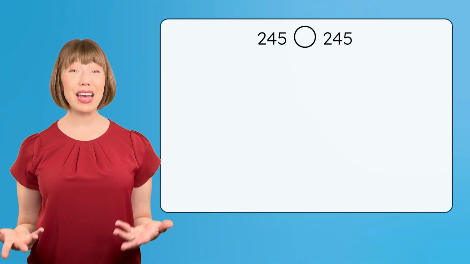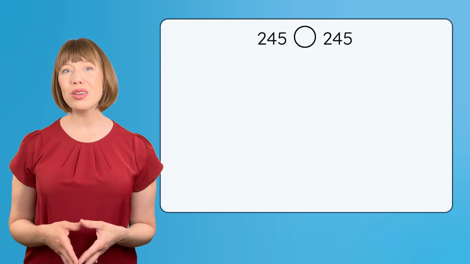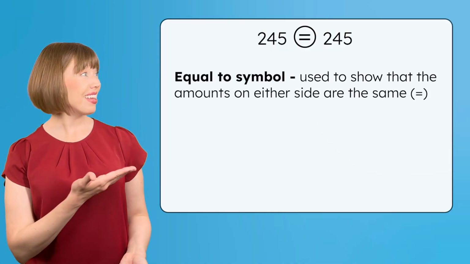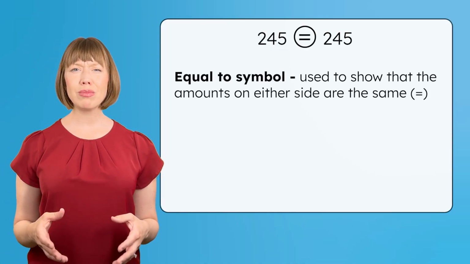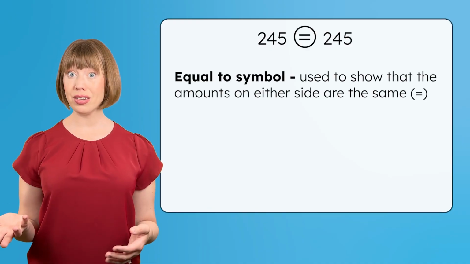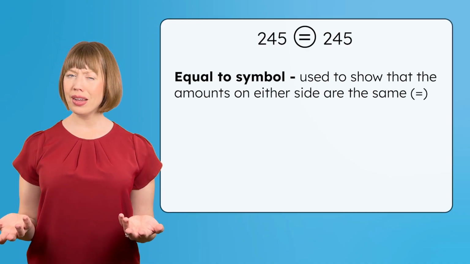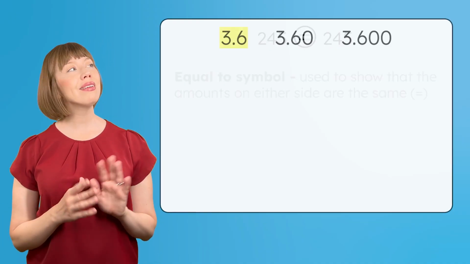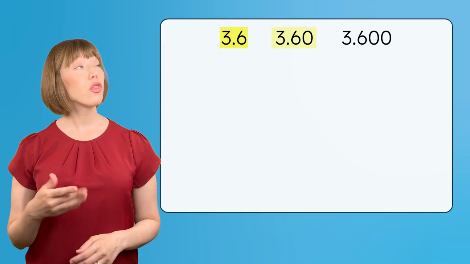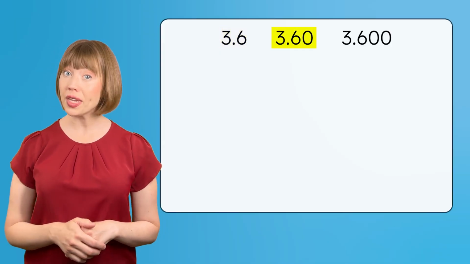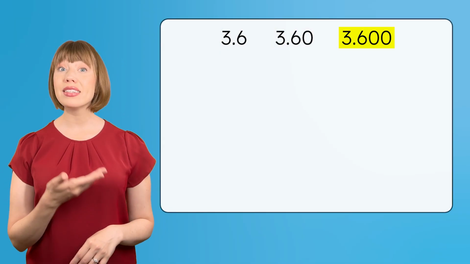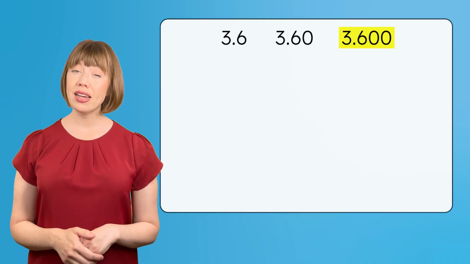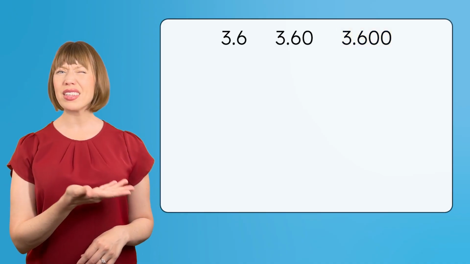When 2 numbers have the same value, we use the equal symbol, like this. But sometimes numbers can look different and still be equal. Check out 3 and 6/10ths, 3 and 60 hundredths, and 3 and 600 thousandths. Do these numbers have the same value?